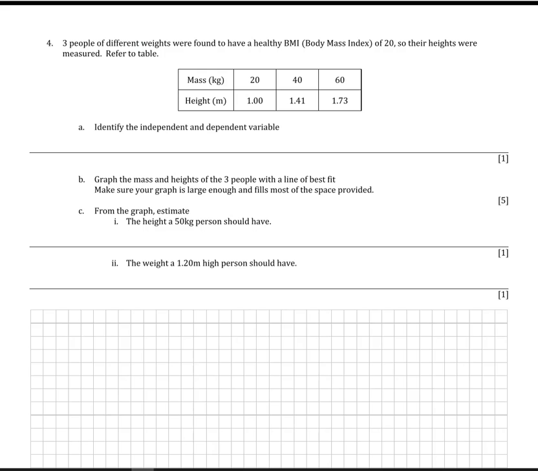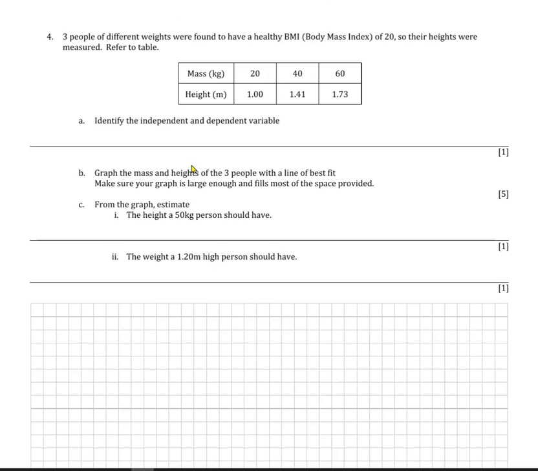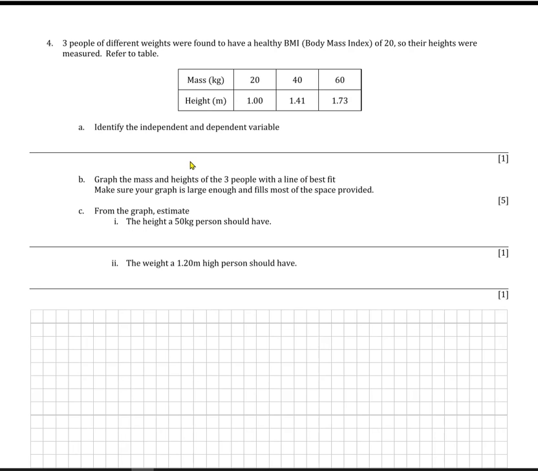Okay, in question number 4 here, 3 people have different weights, had a healthy BMI, body mass index, of 20. So that's an approximate value. Again, everybody's body type is going to be different. So the heights were then measured. So what we have here is that we actually found 3 people with those weights, and then we measured their heights.